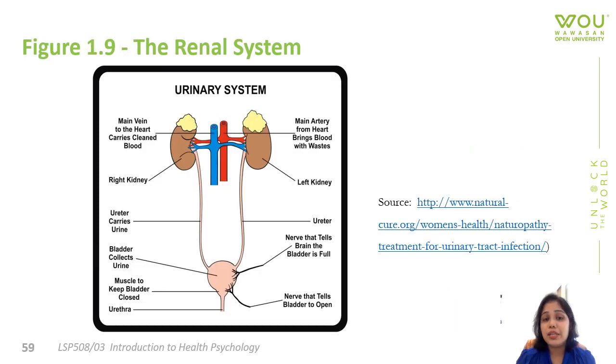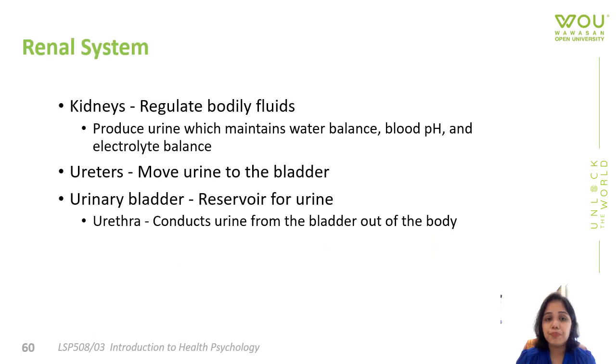Now let's look into the renal system, which is the urinary system. The renal system includes the kidneys, ureters, and the urinary bladder. From the image earlier, you'll see the kidneys regulate body fluids, which helps to maintain water balance in the body, blood pH, and electrolyte balance. The ureters carry urine to the bladder, and the urinary bladder is the reservoir for urine. The urethra then conducts urine from the bladder out of the body.